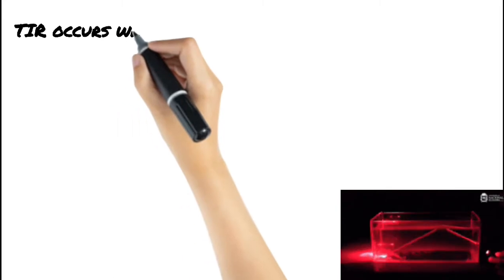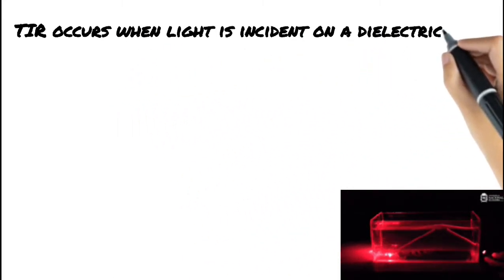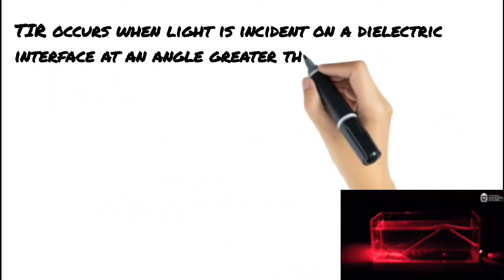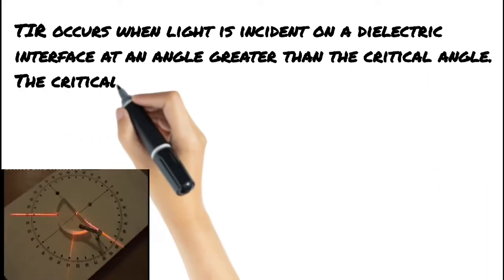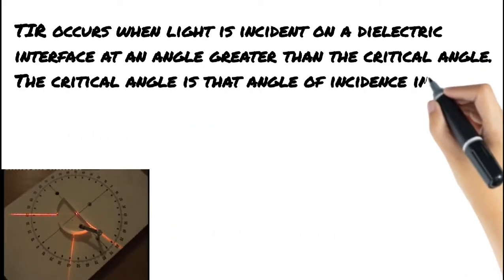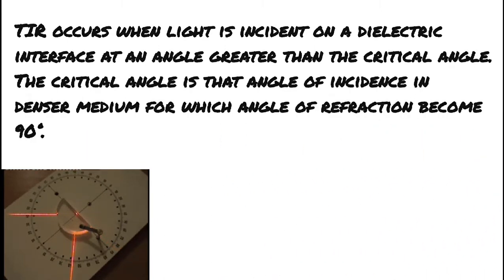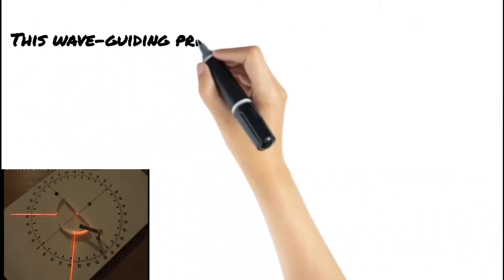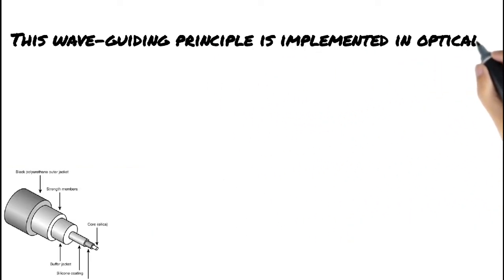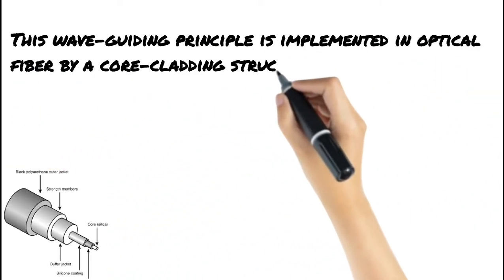Total internal reflection occurs when light is incident on a dielectric interface at an angle greater than the critical angle. The critical angle is that angle of incidence in denser medium for which angle of refraction becomes 90 degrees. This waveguiding principle is implemented in optical fiber by a core cladding structure.